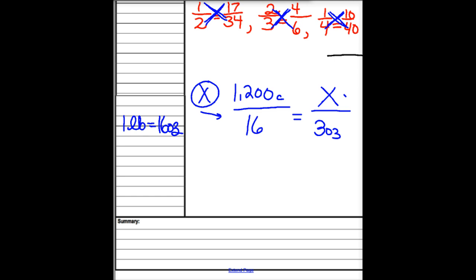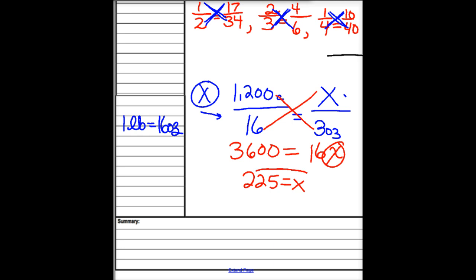To solve this, I cross multiply. 1,200 times 3 is 3,600. This has to equal 16 times x. So I take out my calculator and I do 3,600 divided by 16. Hopefully I don't hit a wrong button this time. And I get 225. So everywhere in the code, there's I think 2 or 3 of them that you see a 225 up there. On that little dash, you go put an X.